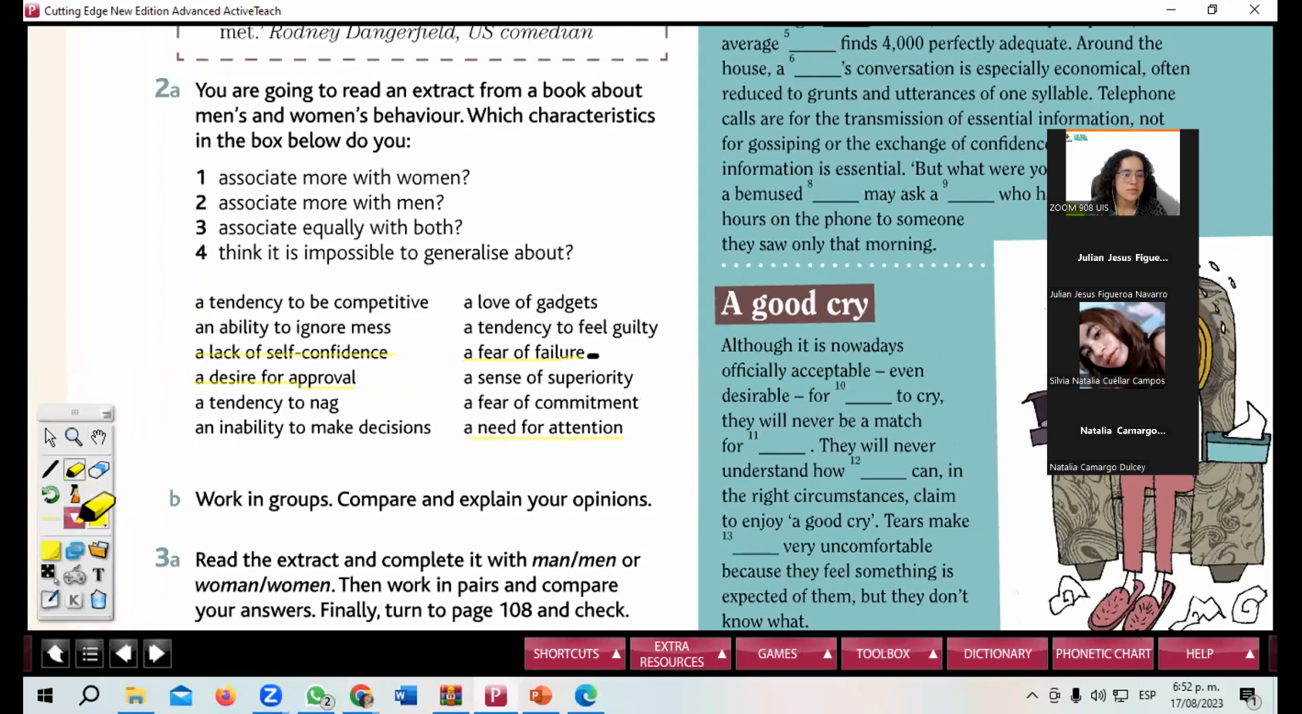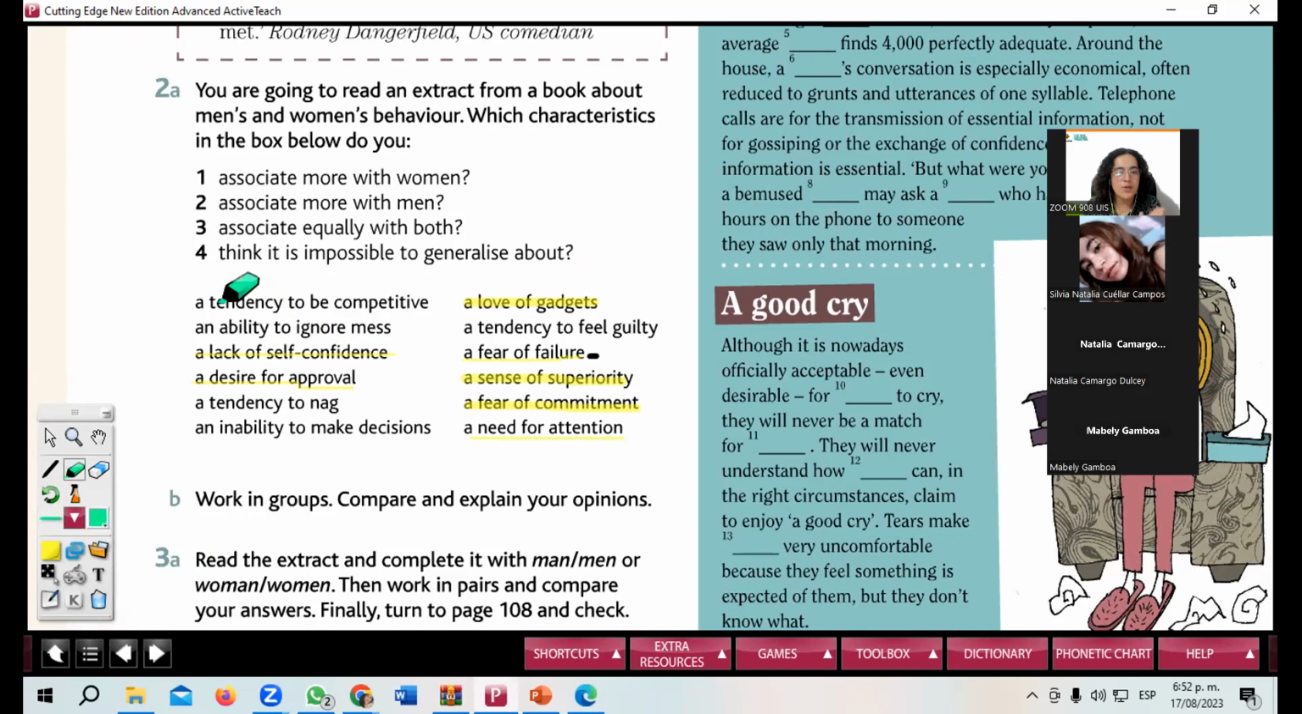Teacher, a sense of superiority. Okay, here, a tendency, a sense of superiority. Yes, this is also an example. Teacher, maybe a love of gadgets. Yes, a love of gadgets, also possible. Teacher, maybe a fear of commitment. A fear of commitment also follows this pattern. Okay, good. So we have them. And now the others are with the other pattern, right?